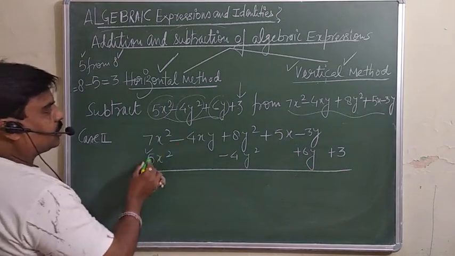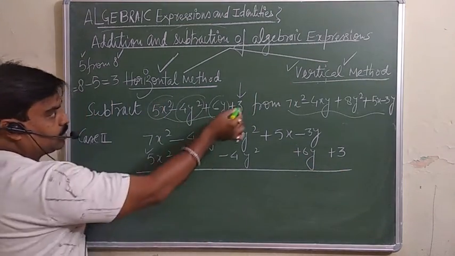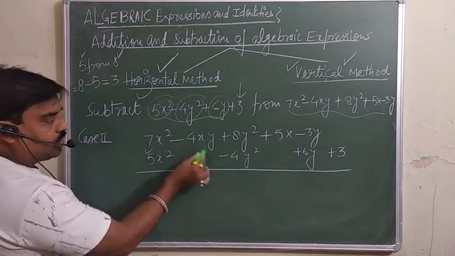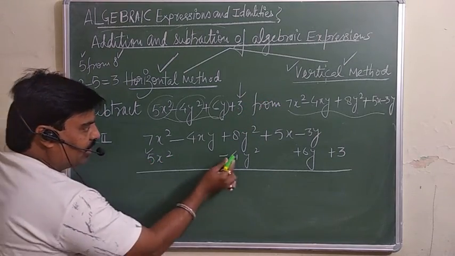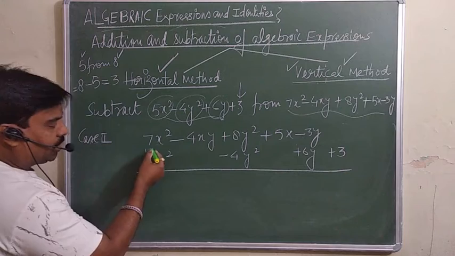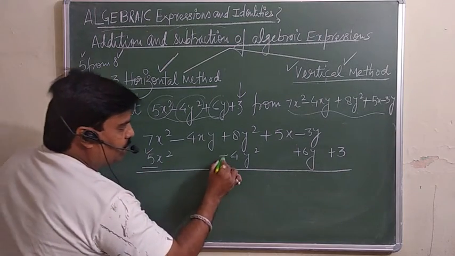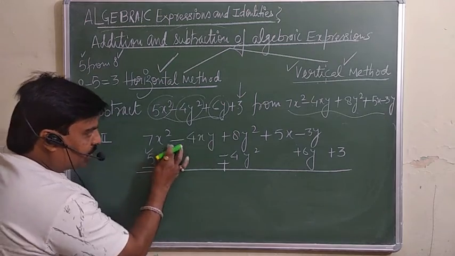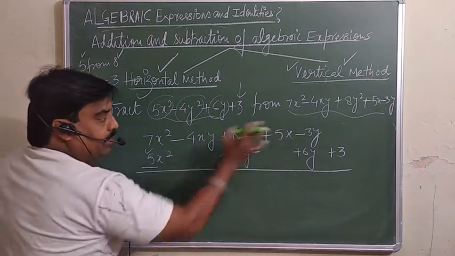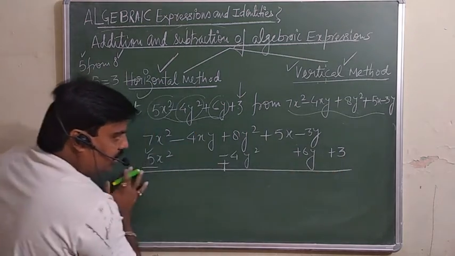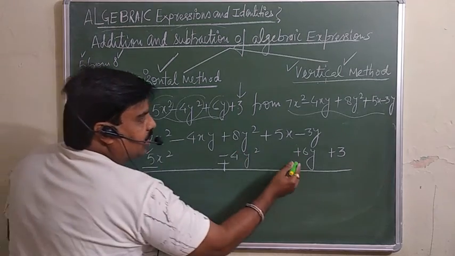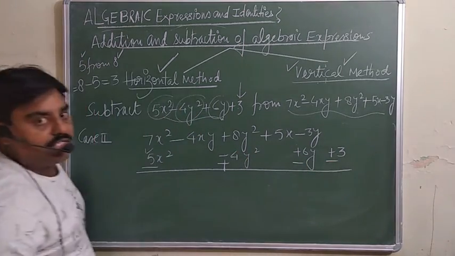In case you are applying the vertical method, you are subtracting this from this one. Now you have to change the sign. Whose sign will change? We have to change the sign of these terms. So minus will become plus, plus into minus. This 5x square becomes minus here. This minus will remain. We are not going to change the sign of the upper row. Only the lower row that we write below, their signs have to be changed.